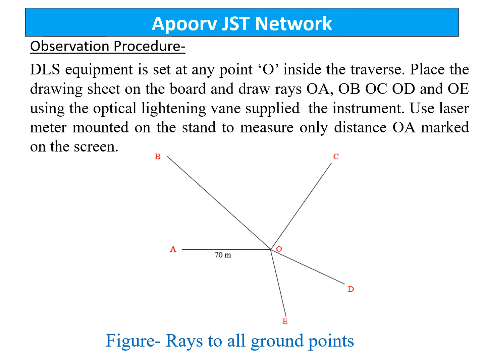Observation procedure. DLS equipment is set at any point O inside the traverse. Place the drawing sheet on the board and draw rays OA, OB, OC, OD and OE using the optical sighting vane supplied with the instrument. Use the laser meter mounted on the stand to measure only distance OA marked on the screen.